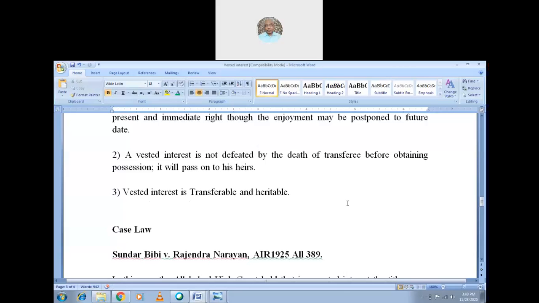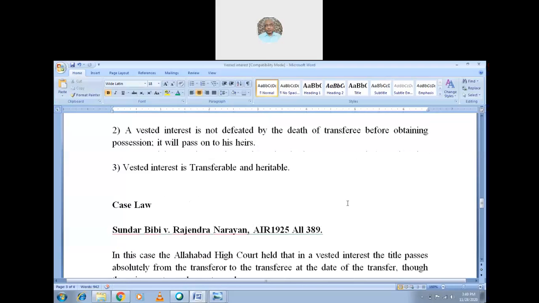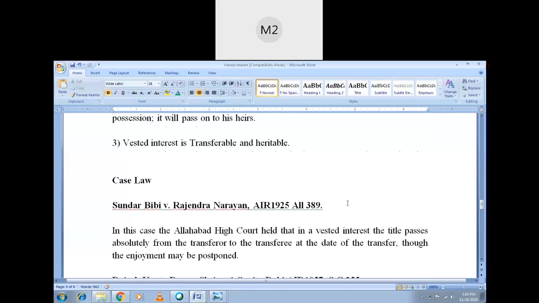Now the third point, vested interest is transferable and heritable. How does it become heritable? Suppose with a will or without a will, whatever succession takes place, a person will inherit the property. Suppose the father died intestate, then the mother is there, and only one son is there. After the mother's death, the property goes to whom? The son. His only one heir would be there, hence it goes to the son.